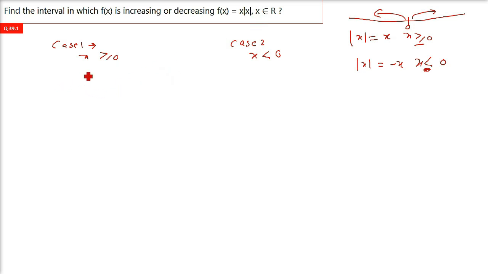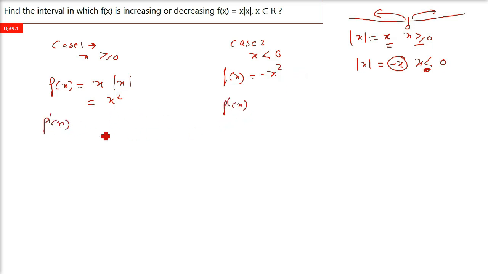When x is greater than or equal to 0, what are you going to get? f(x) is x into modulus x, which, as I told you, will be positive here, x. So it will be x into x, that is x square. How about here? f(x) will be x into modulus x. Since x is less than 0, we will take negative x here. So you will get minus x square. Now let us take the differentiation. f dash x now we are going to take. f dash x is what?